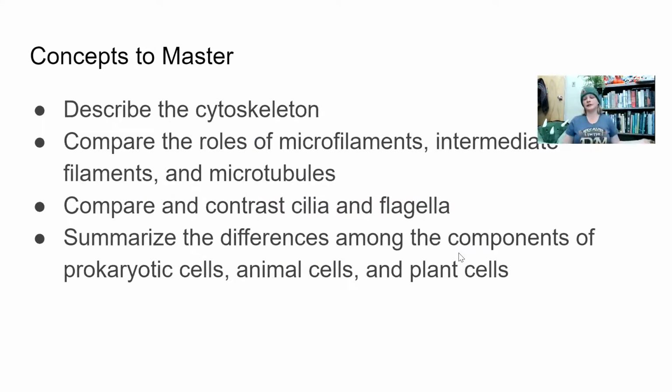So what the heck is a cytoskeleton? What are microfilaments, intermediate filaments, and microtubules? What are cilia and flagella? How are they similar and different? And then we see the differences between prokaryotic, animal, and plant cells and how their cytoskeleton is arranged.